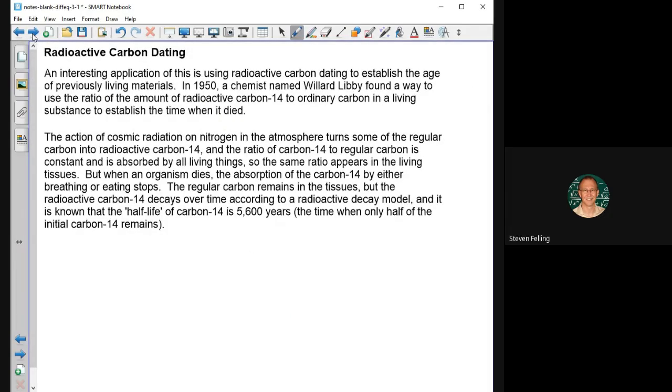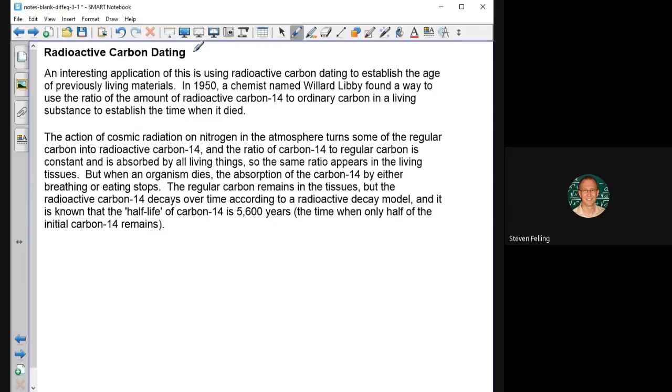So while we're on the subject of radioactive decay and populations that are modeled by this particular structure, let's talk a little bit about radioactive carbon dating. So this is an interesting application. In 1950, a chemist named Willard Libby found a way to use the ratio of the amount of radioactive carbon-14 to ordinary carbon in a living substance to establish the time when it died.